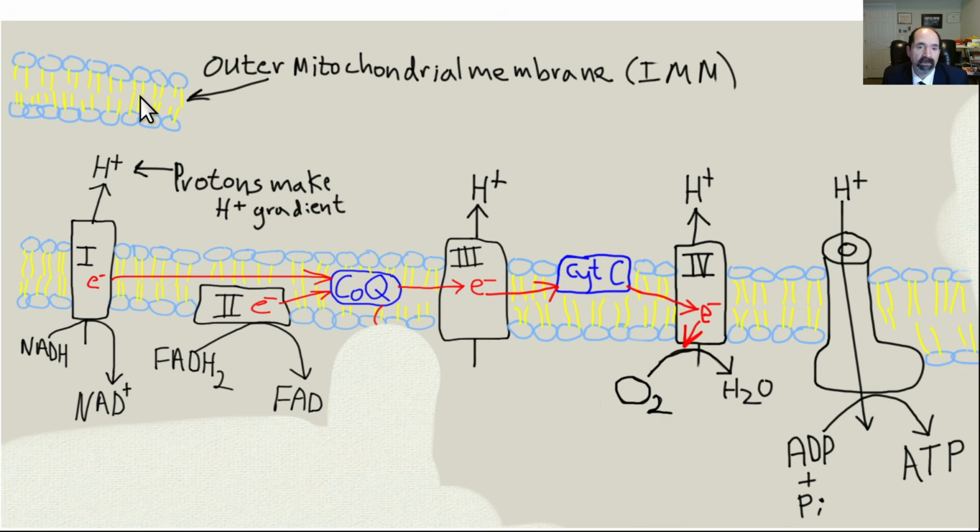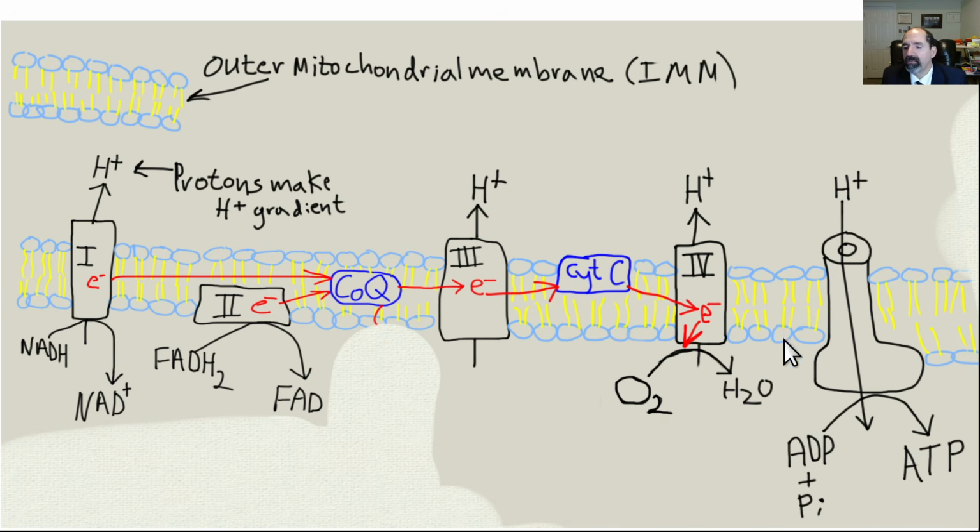Here's the outer mitochondrial membrane, OMM. I should have put an O there. And this is the inner mitochondrial membrane, IMM. All right. Then these protons are pumped into intramembranous space. They build up a very high pressure gradient. It's a chemical gradient because of the concentration of protons in the intramembranous space. And it's also an electrical gradient. And so these protons really want to get back into the matrix.